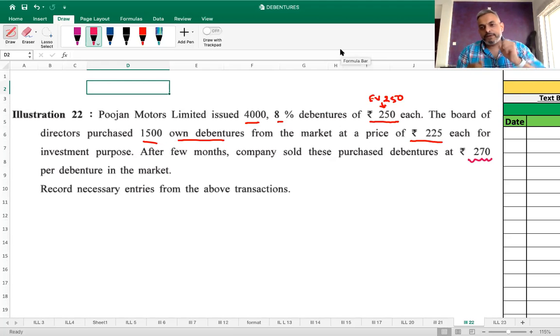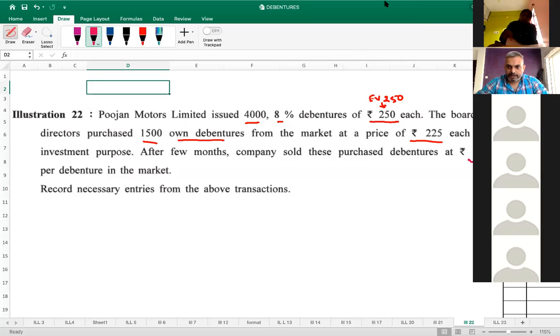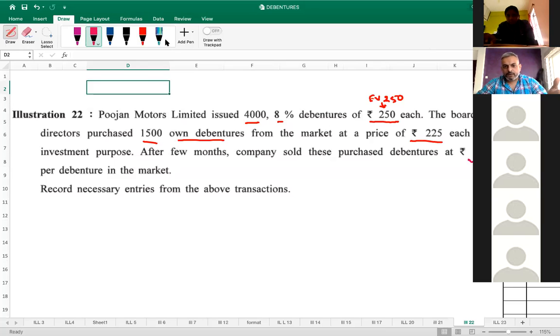After a few months, the company sold this. Now when the market went up, this debenture bond market, money market went up, we are getting a big profit. We purchased at 225, we are getting 270 rupees, so almost 45 rupees per debenture. So we sold these debentures in the market. This is what we are doing over here, and we have to write the journal entries for the same. You understood the concept, all of you? I'll explain this concept once again while we go for the entries.